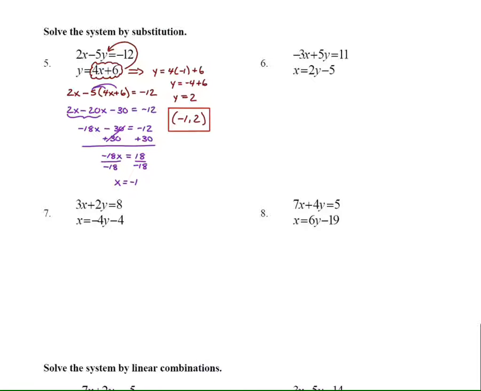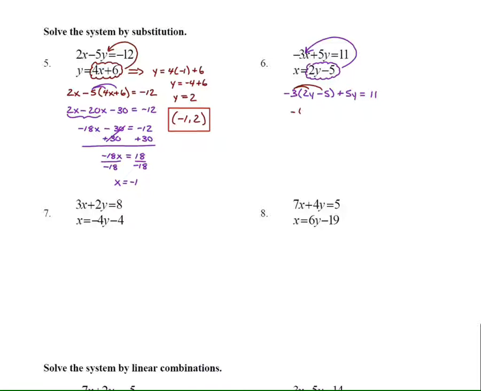So number 6 I'm going to handle very similarly. The only difference is you'll notice x is by itself, so x equals 2y minus 5. So I'm going to take that and put it in place of the x in the first equation. So that's what I'm going to write. Take that top equation as is, except replace x with what x is equal to. And then distribute, combine like terms, and solve.